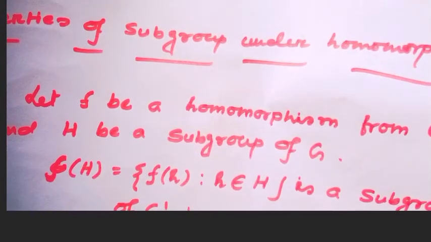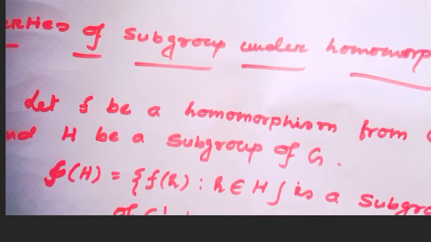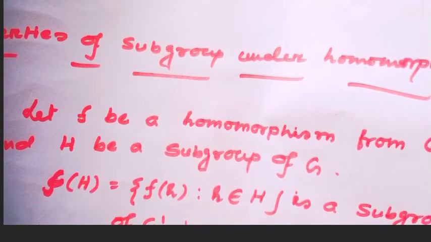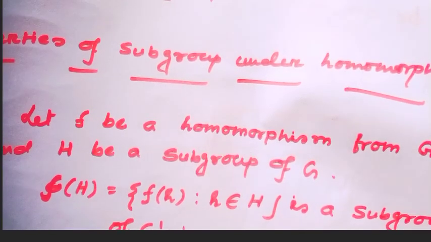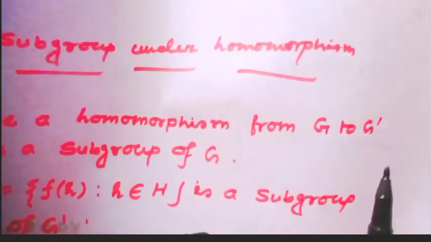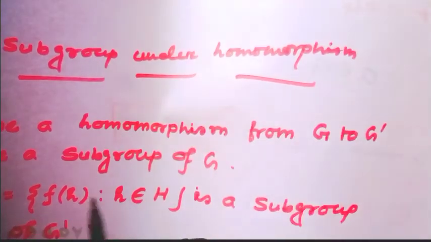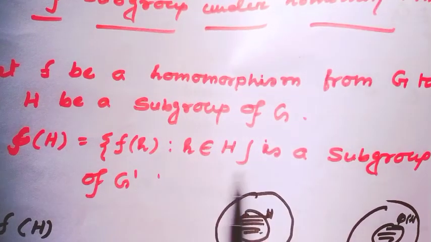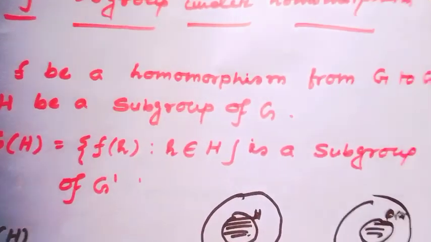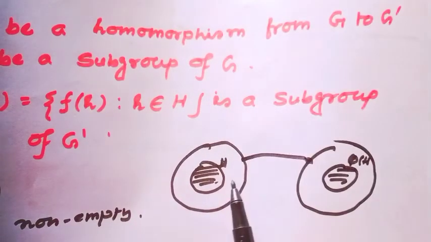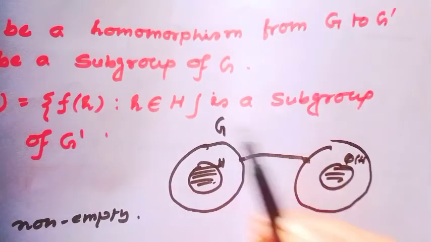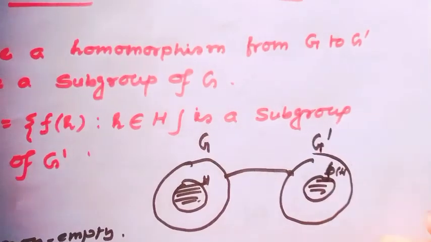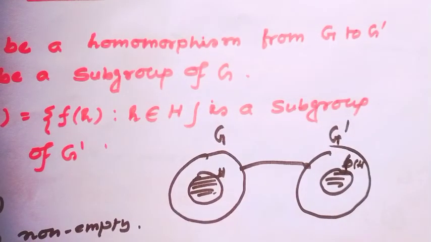Well, now let's see some properties of subgroups under homomorphism. These are also properties of isomorphism. Let f be a homomorphism from G to G dash and capital A be a subgroup of G. Then f of A is a subgroup of G dash. That means if A is a subgroup of G, then under homomorphism f of A must be a subgroup of G dash.